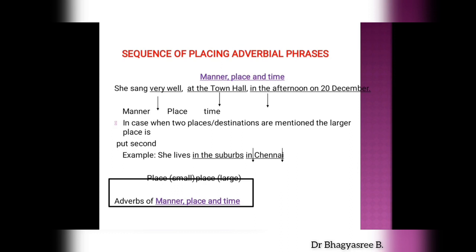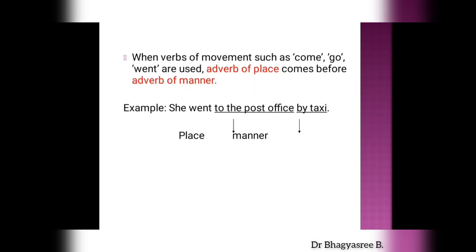See, in the suburbs, we know it is the small place, so small place is mentioned first, and in Chennai is the large place, so large place is mentioned second. You can underline the next line as well. With verbs of movement such as come and go, the adverb place comes before the adverb of manner. For example, she went to the post office by taxi. See, you can see the slide.